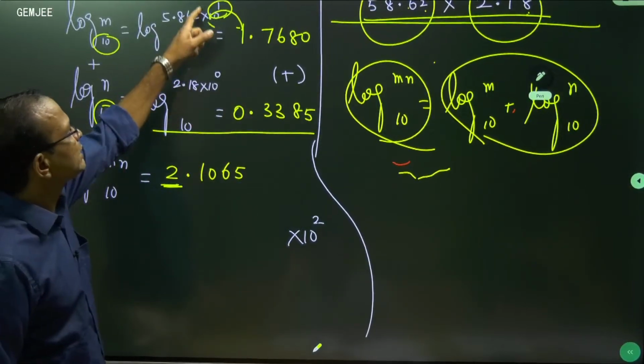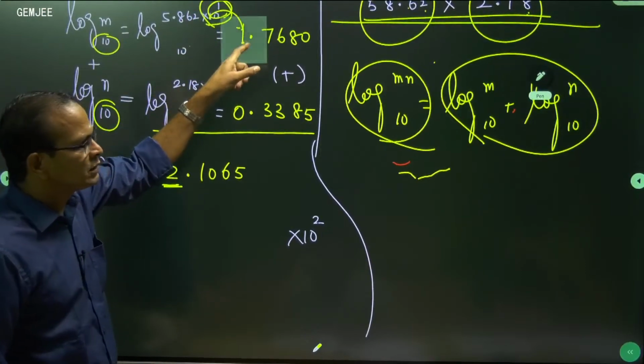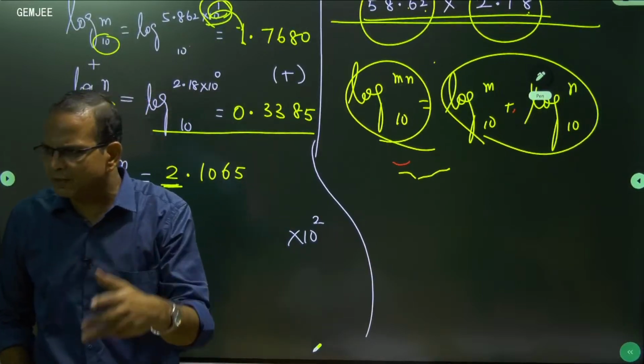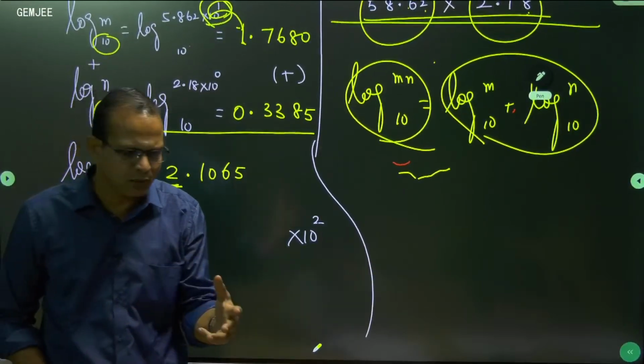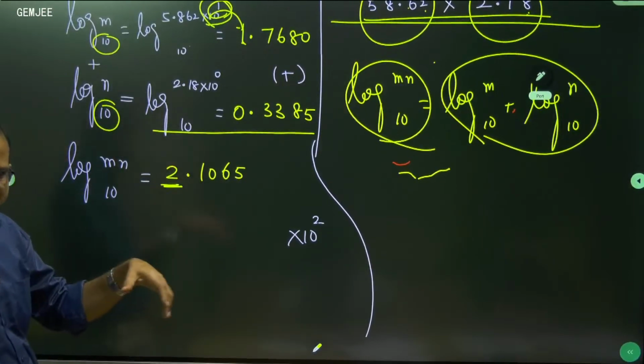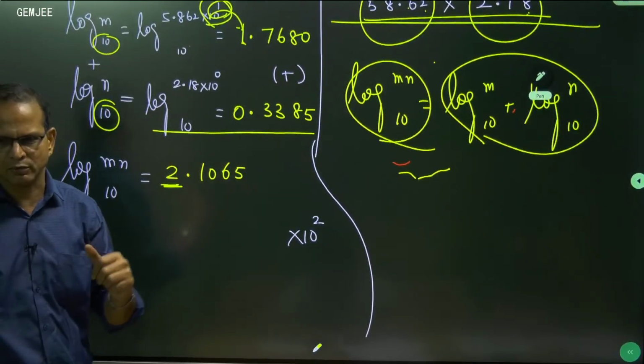Now when you had 10 power 1, your characteristic is 1. When you had 10 power 5, your characteristic was 5. Yes, sir. When you had 10 power minus 2, characteristic was 2 bar. Now you have characteristic 2. When you reverse, where will you go and sit? 10 power 2. Did you understand or not?